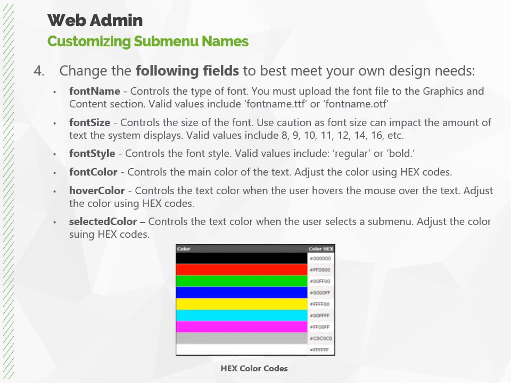Change the following fields to best meet your own design needs. Font name, size, style, and color can be customized to meet your design needs. Hover color controls text colors when the user hovers the mouse over text. Selected color controls text color when a submenu is selected. Colors are adjusted using hexadecimal codes.